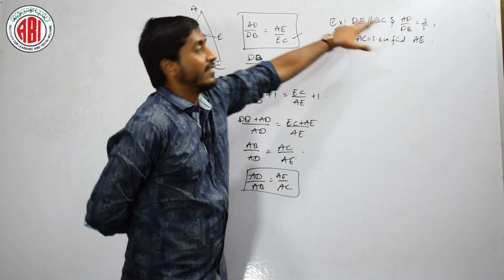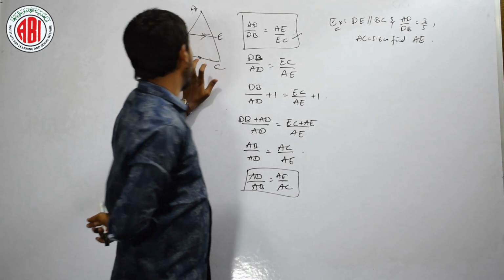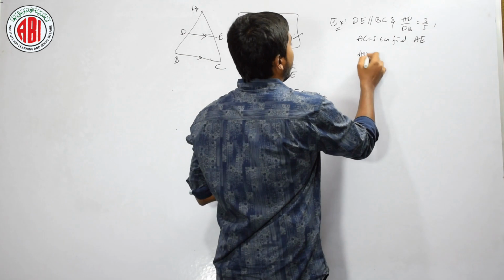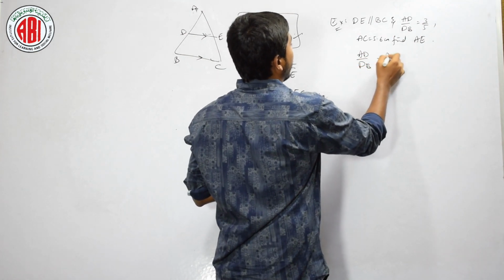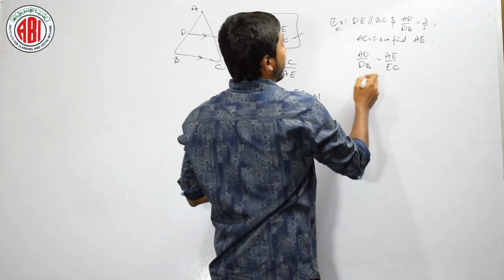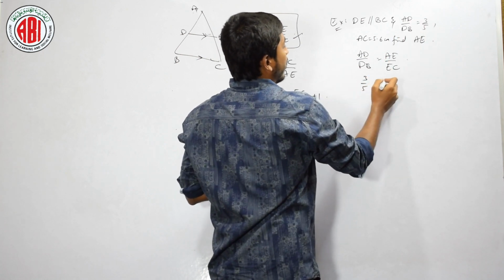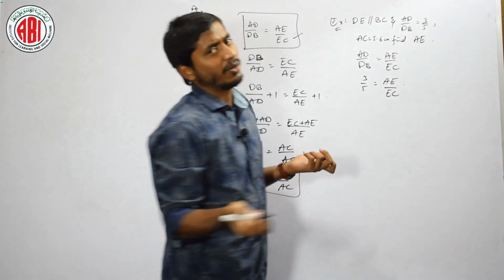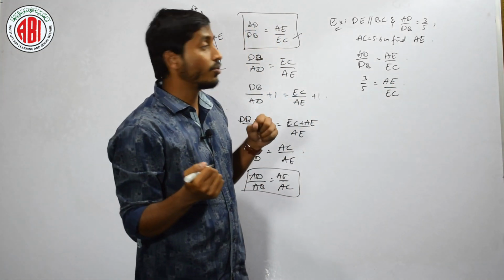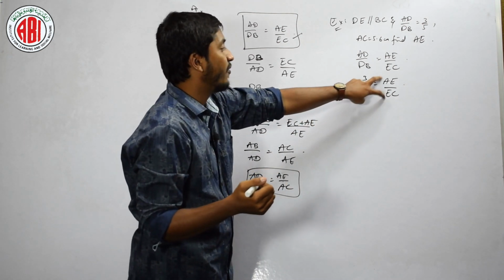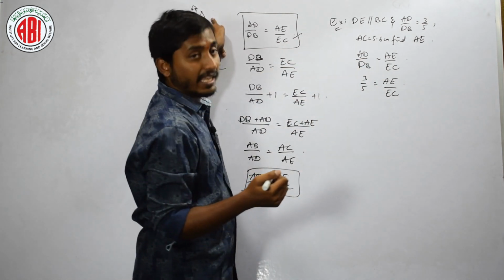DE is parallel to BC, right? DE is parallel to BC. Then what is the condition we know? That is AD by DB is equal to AE by EC. What is AD by DB given? 3 by 5. Do we have the value of AE? We do not know. Do we have the value of EC? That also we do not have. Then what do we have to do? Just correlate that. What are the values of AE and EC? That is nothing but AC.